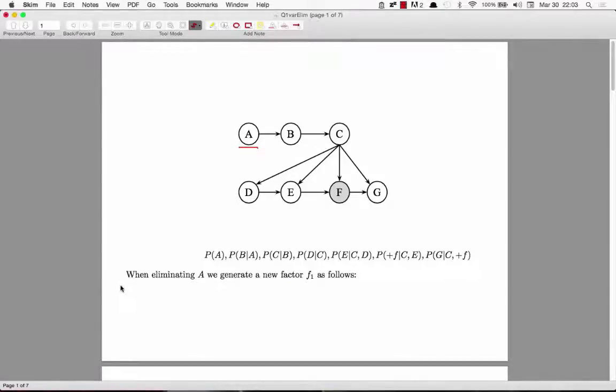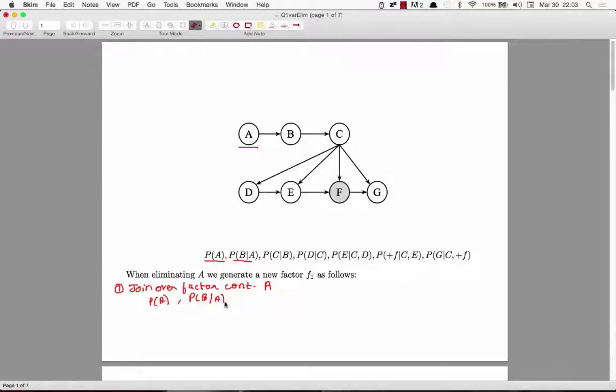So first, you join over factors which contain that variable. So in this case, we'll join over the factors which contain a. Those are this factor and this factor. So that will be the join of these two.